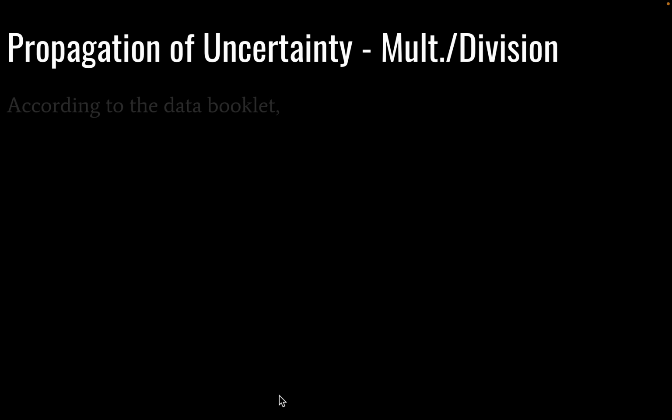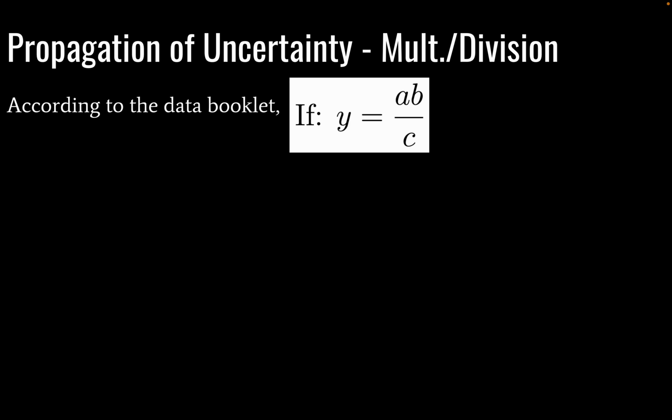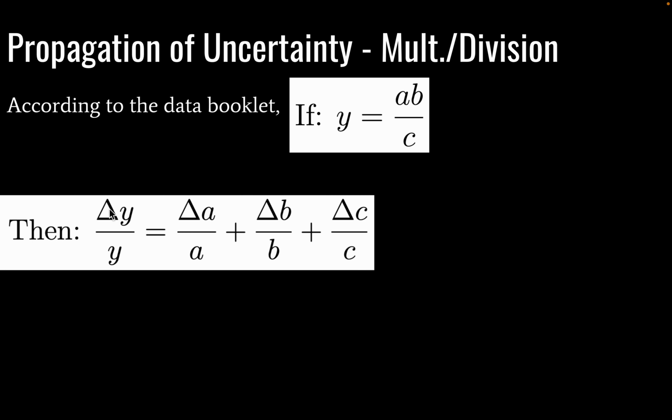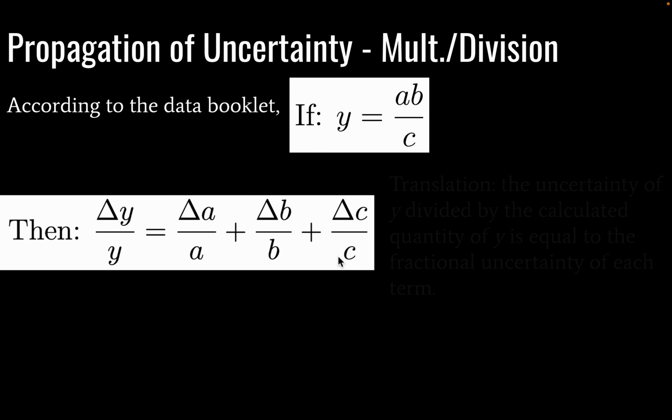All right, the rule for multiplication and division is going to look like this. So we're going to start straight off with a data booklet. If y is equal to a times b divided by c, then the uncertainty of y divided by the average value of y is going to be equal to what's called the fractional uncertainty of a, b, and c. So if you've watched my previous video, then you should recognize from the end of the video what these values are.